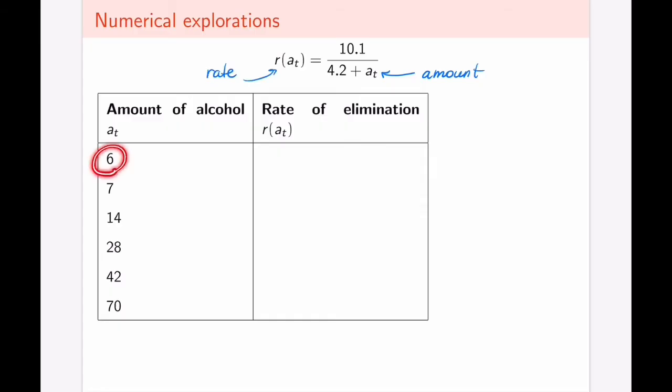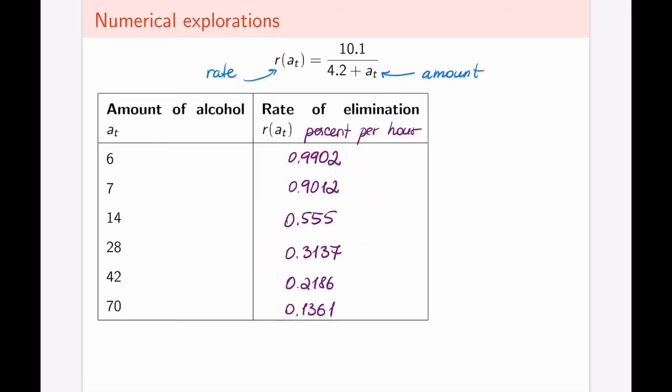If I plug in 6 into the amount and calculate the rate of elimination, we're going to see that we get 0.9902. If I proceed by filling in this table, here are the numbers that I'm going to get. Now, these values are in percent per hour, which means that if the amount of alcohol in your system is 6 grams, so half a drink, then in 1 hour, your body will eliminate 99% of it.